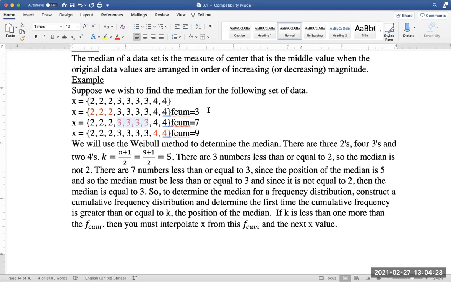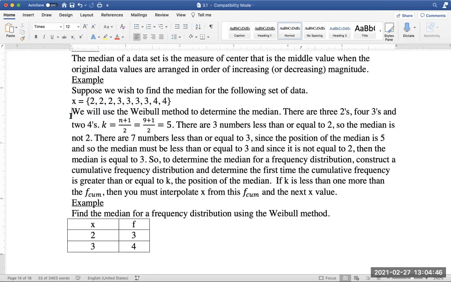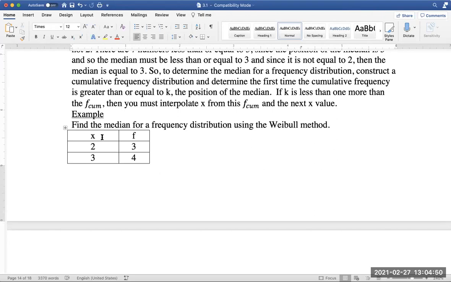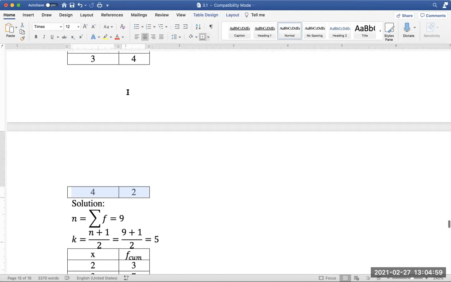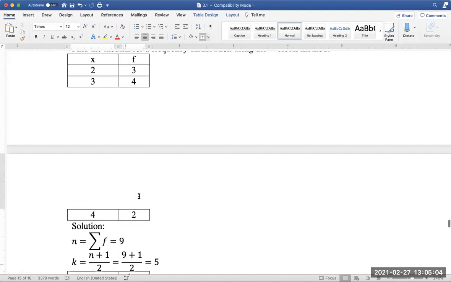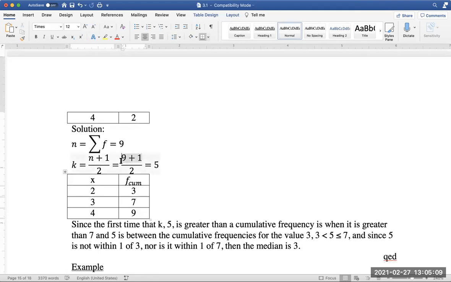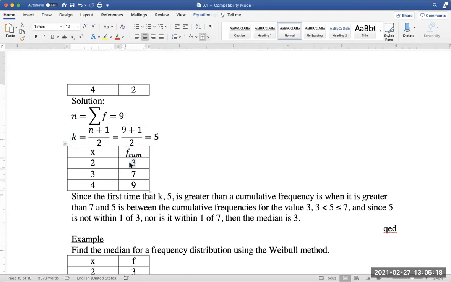So, once I've computed K, I try to figure out the first time that this cumulative frequency is greater than 5. That will tell me what the value is of that kth number. So let's do this. Suppose I want to find the median for this frequency distribution. And so I have here the cumulative frequency is, well, 3 plus 4 is 7, plus 2 is 9. 9 plus 1 is 10, divided by 2 is 5. So I want to find the first time that my cumulative frequency is greater than or equal to 5, when it's 7. Therefore, my median is 3. Good.